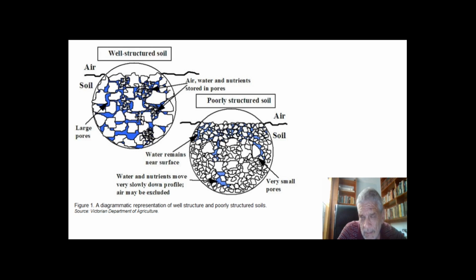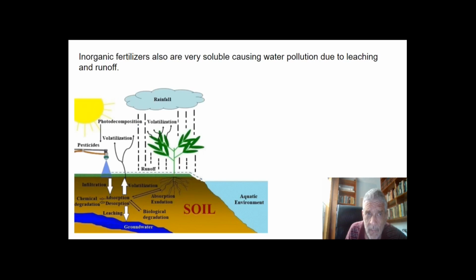This is a poorly structured soil. There are far fewer air spaces, and therefore the root finds it harder to obtain air, water, and nutrients. So the crumb structure is very important for a soil. And adding inorganic fertilizers reduces the crumb structure of a soil.